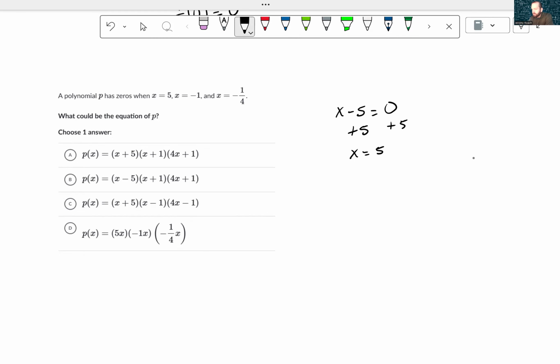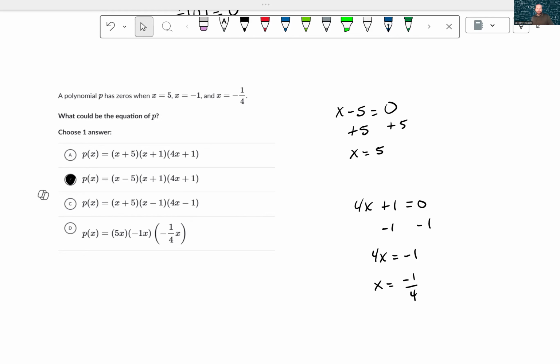x plus 1 equals 0. We solve that for x. We should get -1. And then this last one, let's just double check. 4x plus 1 equals 0. Subtract 1. And we get 4x equals -1. And x equals -1/4. So our answer is B for that one as well.